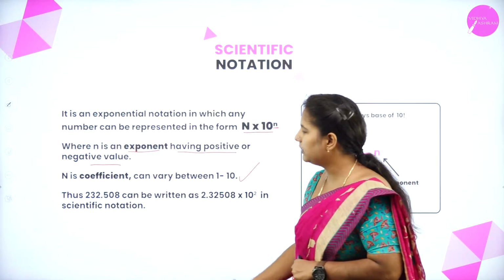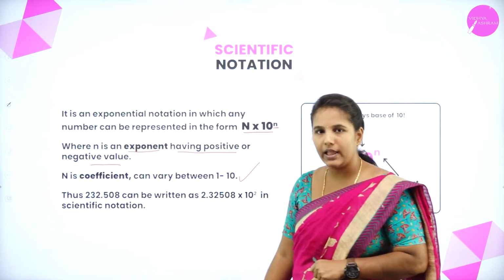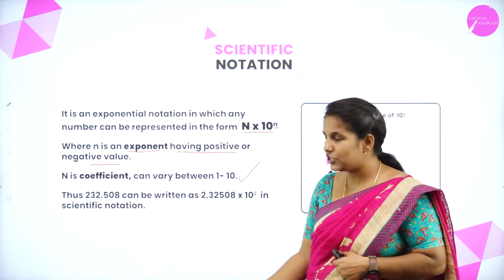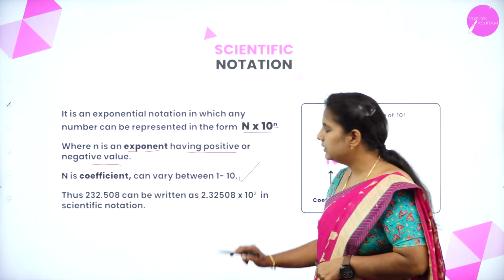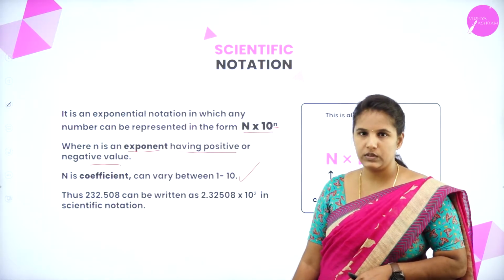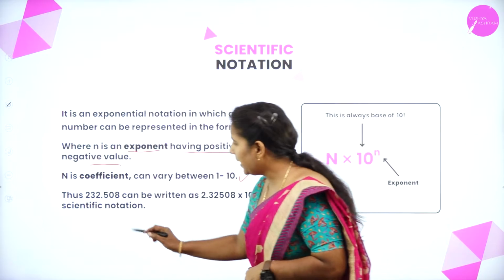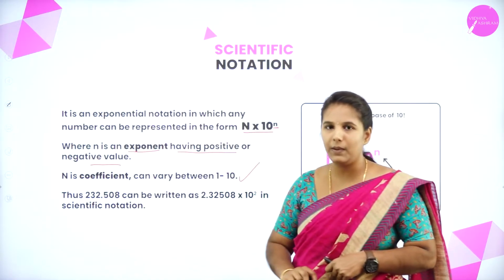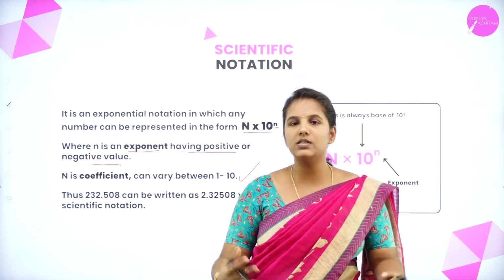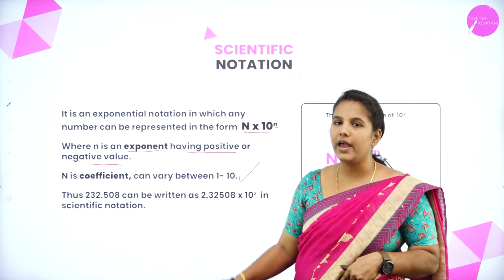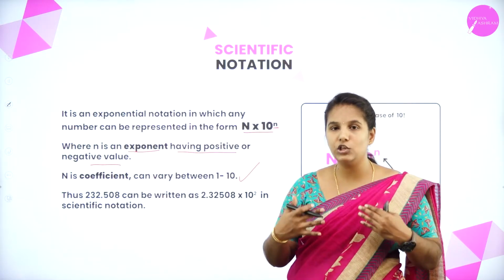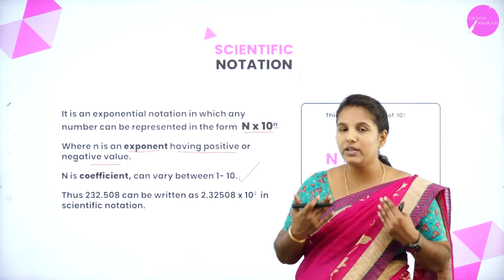232.508 can be written in scientific notation as 2.325 into 10 to the power of 2. So we are just shifting the decimal place. If you take any number, any number can be written in the form of exponential notation or scientific notation. Okay. How do we write the number?